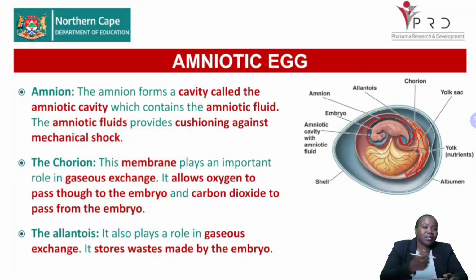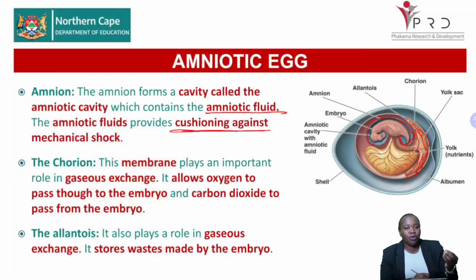Right, now, what does the amnion do? As I just mentioned, there is the amniotic cavity and the amniotic fluid, which means that the function is to cushion the developing embryo against mechanical shock. Right, and then the chorion, which is on the outer layer, is responsible for gaseous exchange. It allows carbon dioxide to leave and oxygen to enter. Allantois also are responsible for gaseous exchange and also responsible for storing waste.